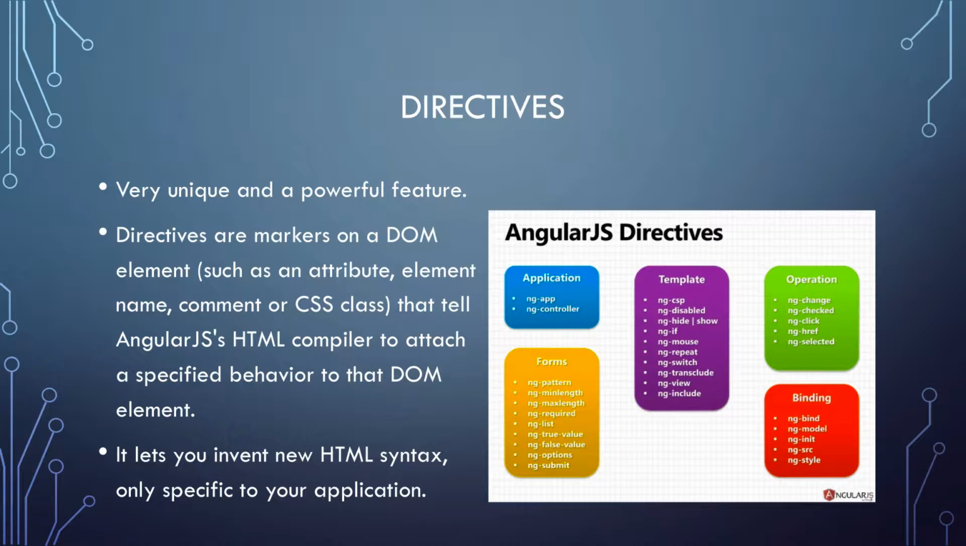As seen in the picture, AngularJS directives include ng-app and ng-controller, which are the main ngs, the forms, the different types of forms, the different types of templates, operations, and bindings. I will get further into that.